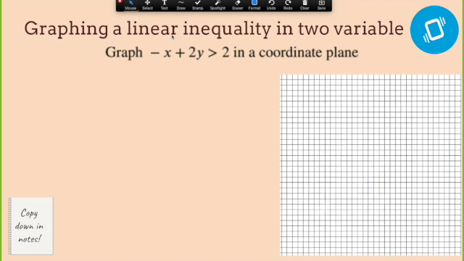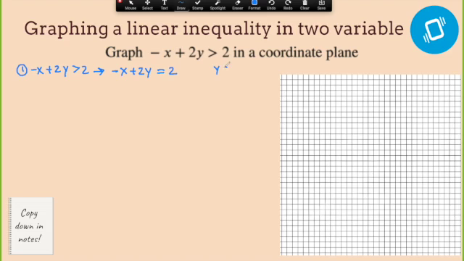Now we're going to try graphing a linear inequality with two variables instead. We're asked to graph negative x plus 2y being greater than positive 2 in a coordinate plane. So these are exactly the same steps. The first step is to change my inequality statement into an equation. So rather than having negative x plus 2y being greater than 2, I'm changing that to negative x plus 2y equaling positive 2. And I want to identify what the slope is and what my y-intercept is.